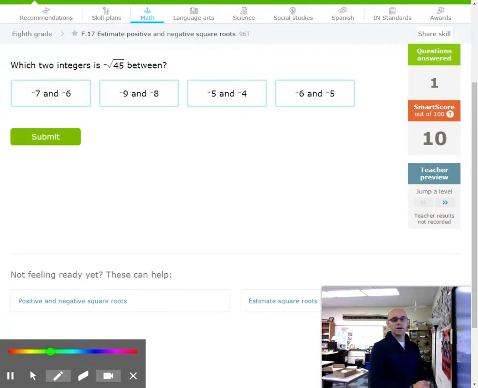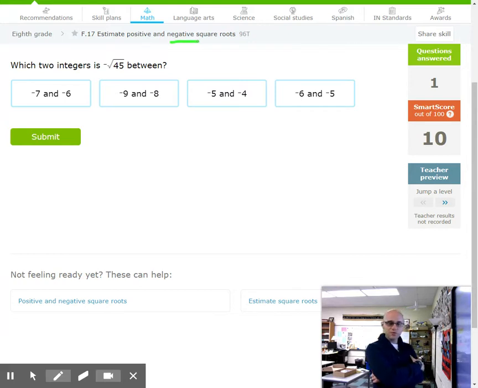All right, next problem. This is more typical to this topic. It's talking about the negative square roots. One way I might read this is that we want to know which two integers negative radical 45 is between. That's the same thing as saying the negative version of square root of 45. It's just a little easier to say. Let's find numbers that are close to that.